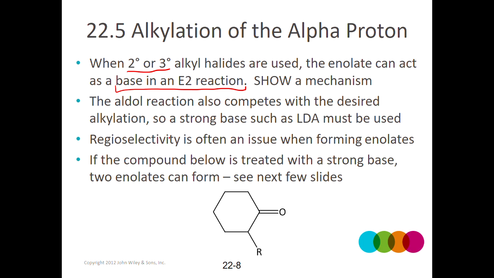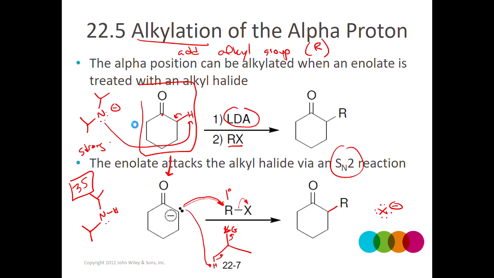The aldol also competes with the desired alkylation, and we mentioned that, right? So just to reiterate, this is why you need a strong base. You need a base that will convert every one of these initial reactants into an enolate. If you use a weaker base and only a fraction are converted to the enolate and then some react back and you end up with an equilibrium where you have some of this and some of this, then this will start attacking the other one.